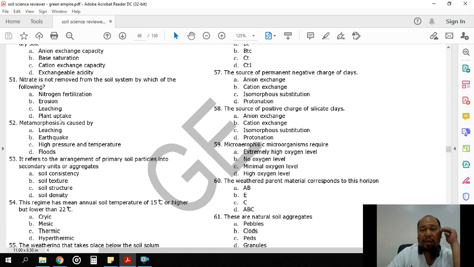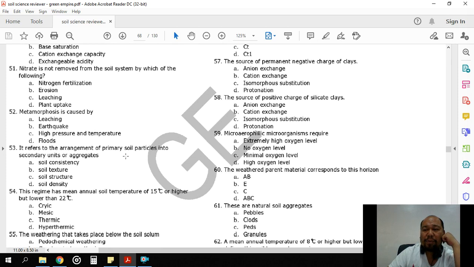But for me, my answer to this, after looking at the options, I would go for high pressures and temperatures. It can change a rock from sedimentary to metamorphic or from igneous to metamorphic rock. So metamorphosis is caused by this. Anyways, 53. It refers to the arrangement of primary soil particles into secondary units or aggregates that is called structure. Okay, so aggregation.